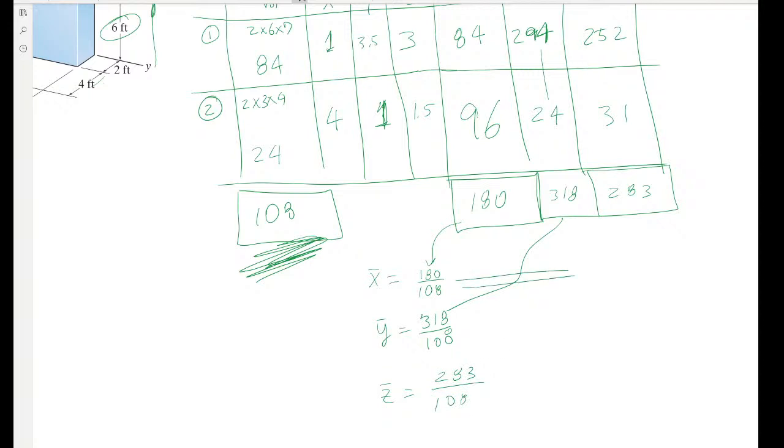Long equal sign. And my phone went off again. All right. 180 divided by 108. 1 2/3. 2.94 repeats. And 283 divided by 108 is 2.62, and then some repeating digits after that.